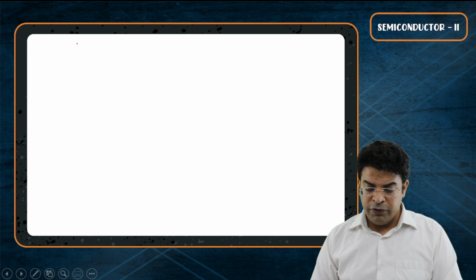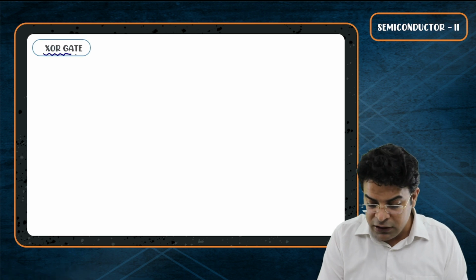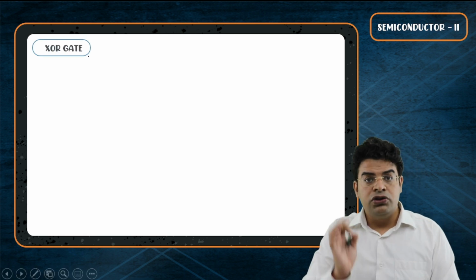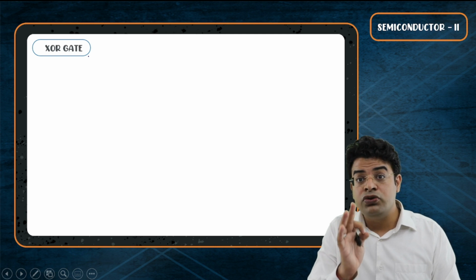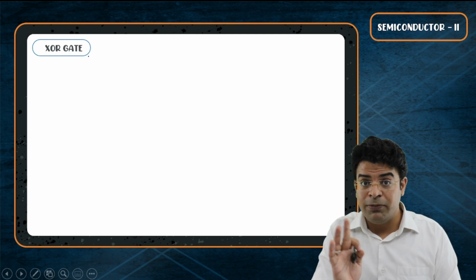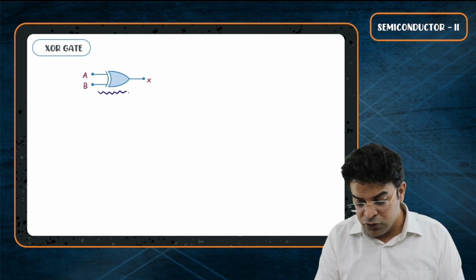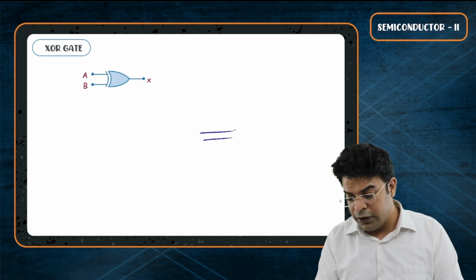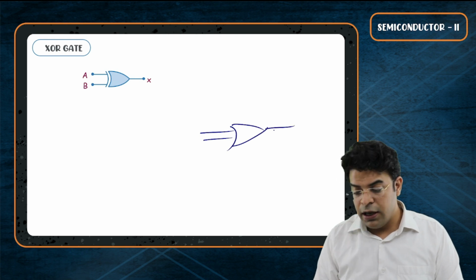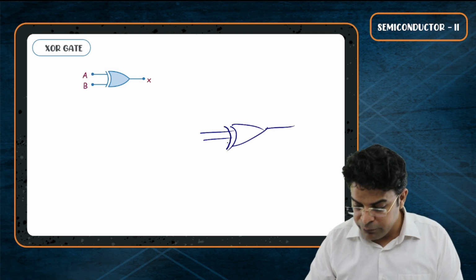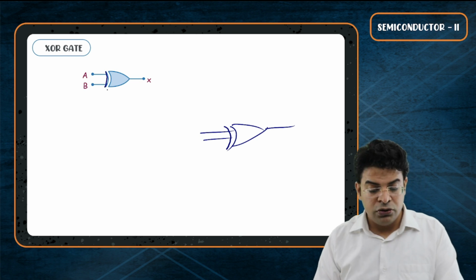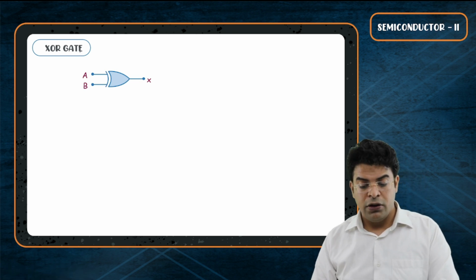Now bachcho, moving on to the next type of gate we need to learn, that is called the XOR gate. XOR gate means exclusive OR gate. The symbol for the XOR gate looks like this. So you had this OR gate; in the OR gate you place one more line parallel to this curved path. So this is called the XOR gate.